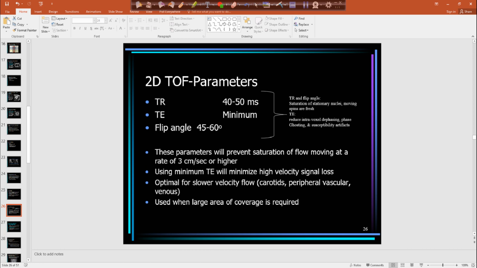What's a TR for a T1 weighted spin echo? What's usually our range for a spin echo? 300 to 700. So look how much faster a gradient echo is versus a spin echo. Remember, we're trying to image flowing blood, so we have to image very fast.